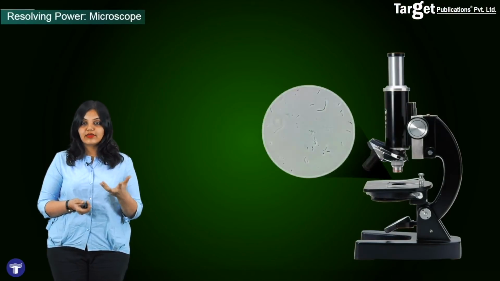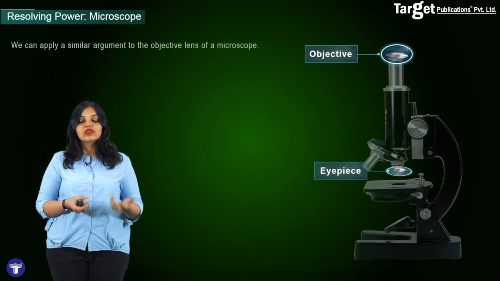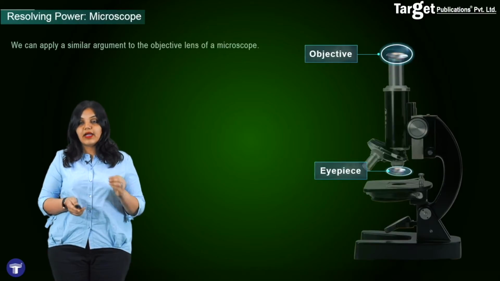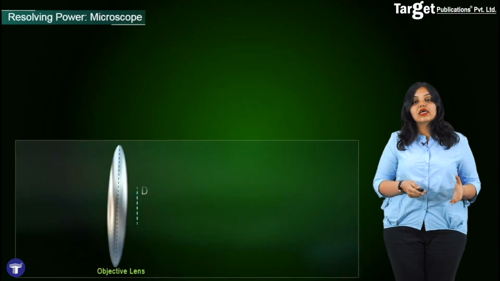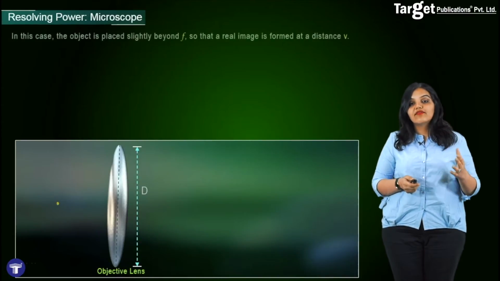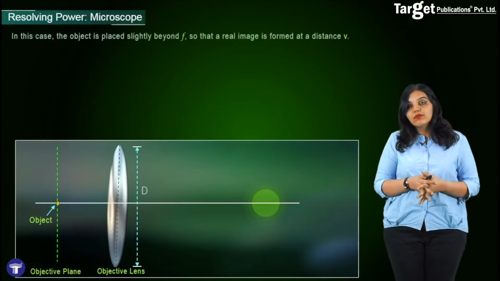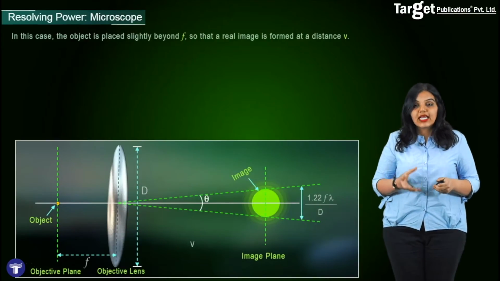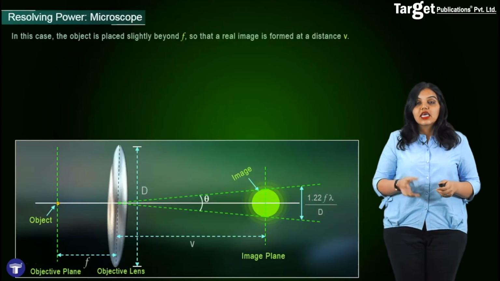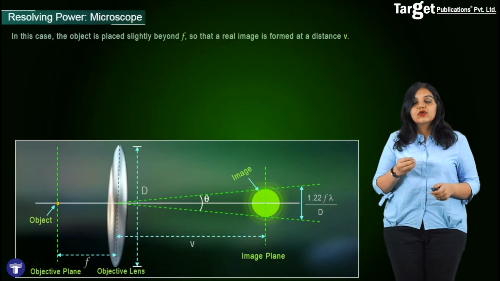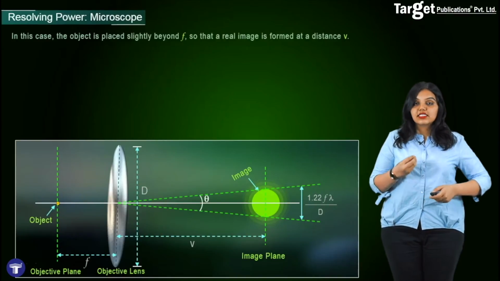A similar argument can be applied to the objective of a microscope. In the microscope also, the objective is responsible for deciding the resolving power of the microscope. So here now we'll take a look at the image formed by the objective of a microscope. Let's say you have a point object. The image formed by this lens will again be a diffraction limited image, and as you can see, it is an Airy disc. In this case, the object is placed slightly beyond the focal length of the lens so that a real image is formed at a distance v.